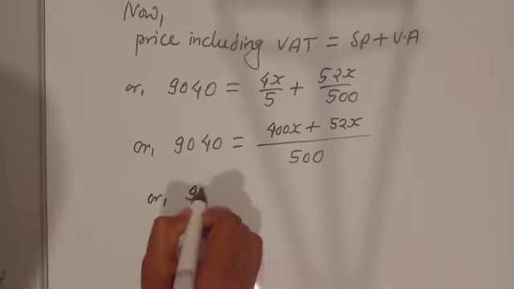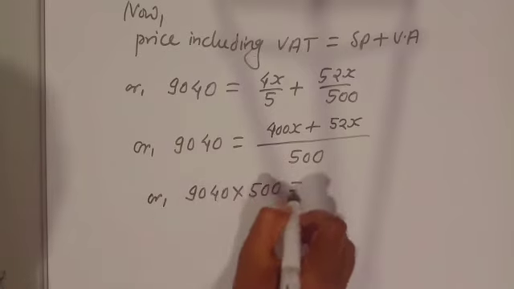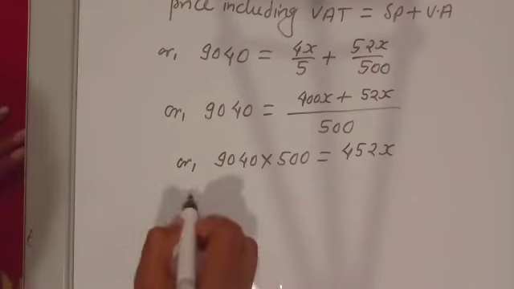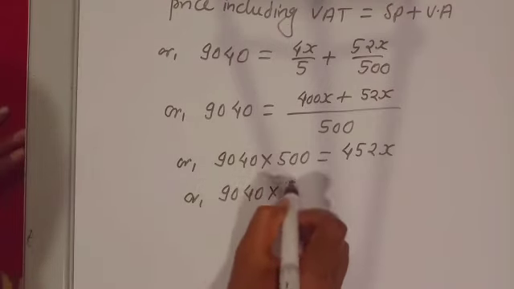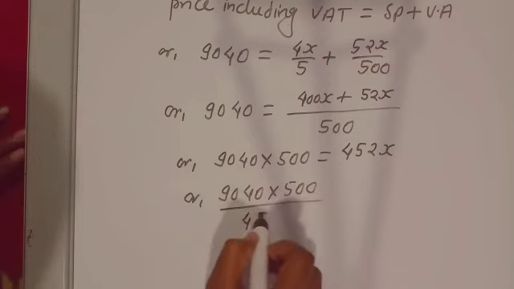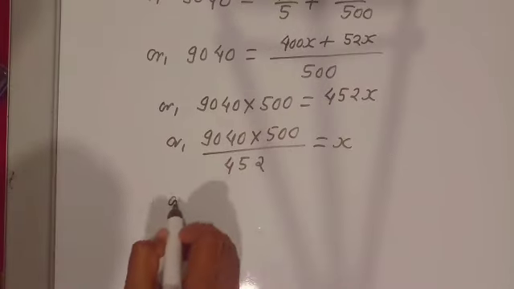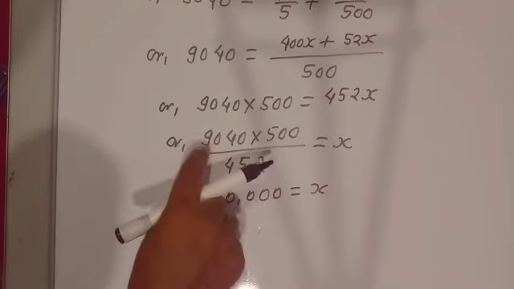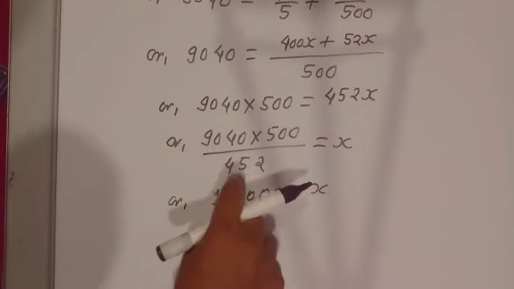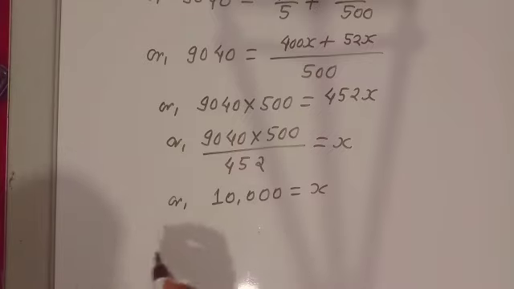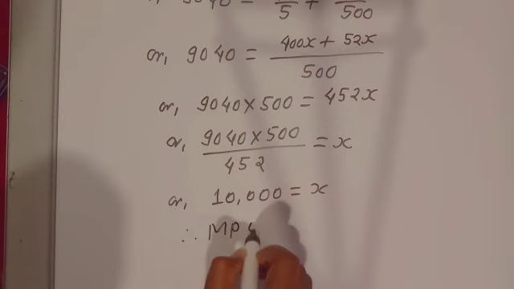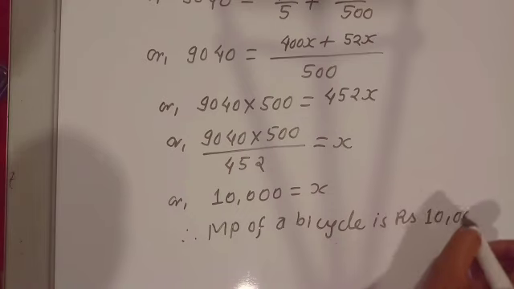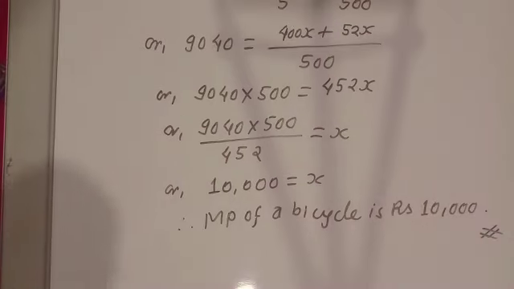Then solve by cross multiplication. 9040 times 500 equals 400X plus 52X, which is 452X, or 9040 times 500 divided by 452 equals X. After the calculation we can get the value of X, which is 10,000. 9040 times 500 upon 452 is 10,000. This is the marked price of a bicycle. Therefore, the marked price is Rs 10,000.